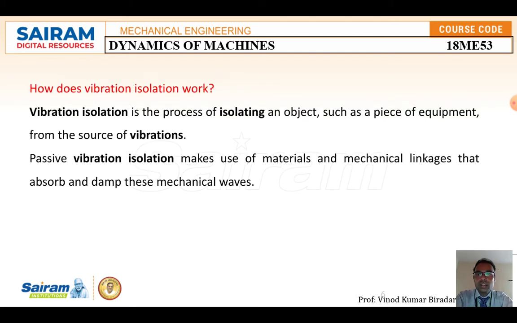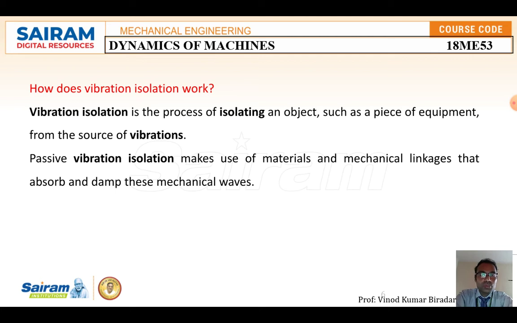So how does vibration isolation work? This is very important. Vibration isolation is the process of isolating an object, such as a piece of equipment, from the source of vibration, the machine component that produces it. Passive vibration isolation makes use of materials and mechanical linkages that absorb and damp these mechanical waves.